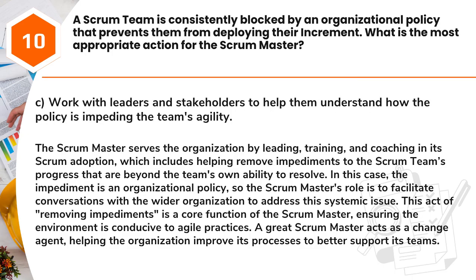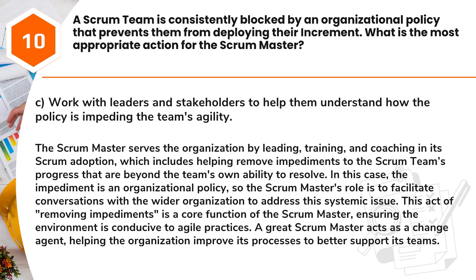Answer: C. Work with leaders and stakeholders to help them understand how the policy is impeding the team's agility. The Scrum Master serves the organization by leading, training, and coaching in its Scrum adoption, which includes helping remove impediments to the Scrum team's progress that are beyond the team's own ability to resolve. In this case, the impediment is an organizational policy, so the Scrum Master's role is to facilitate conversations with the wider organization to address this systemic issue.